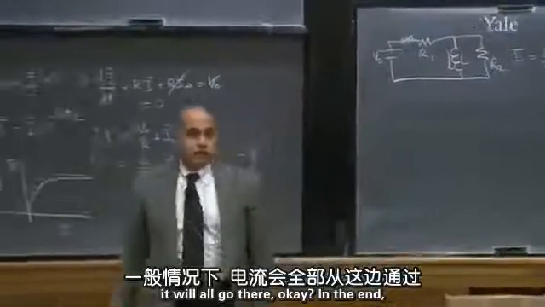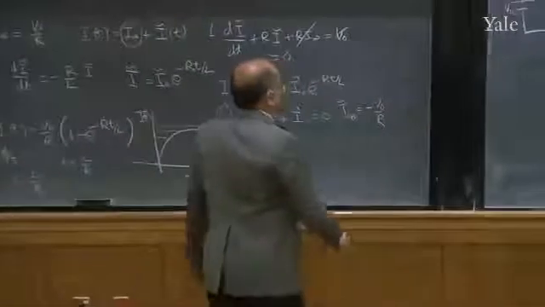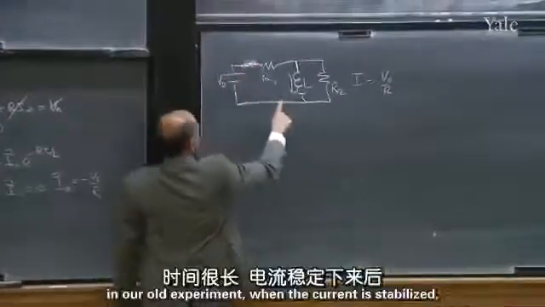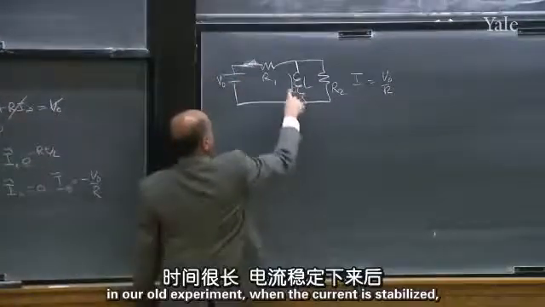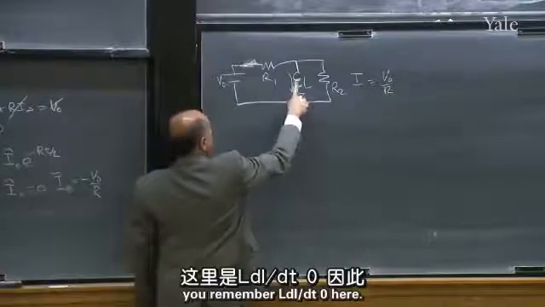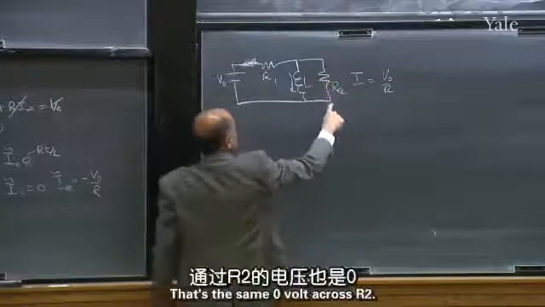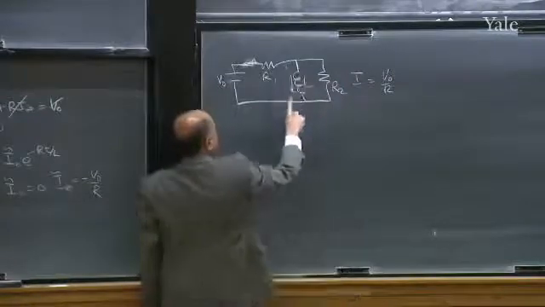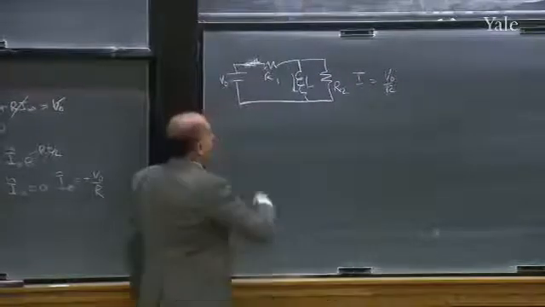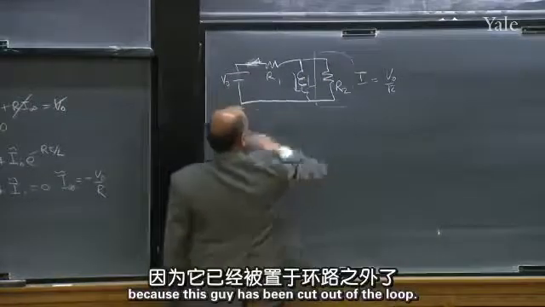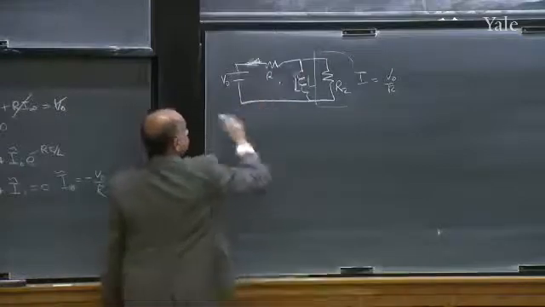Okay? In the end, when the switch has been closed for a very long time in our old experiments, when the current is stabilized, you remember L di/dt is 0 here. So there's 0 volts between these two. That's the same 0 volt across R2. No current will flow in R2. Everything will flow through L. That current, in fact, will be V0 over R, because this guy is being cut out of the loop.